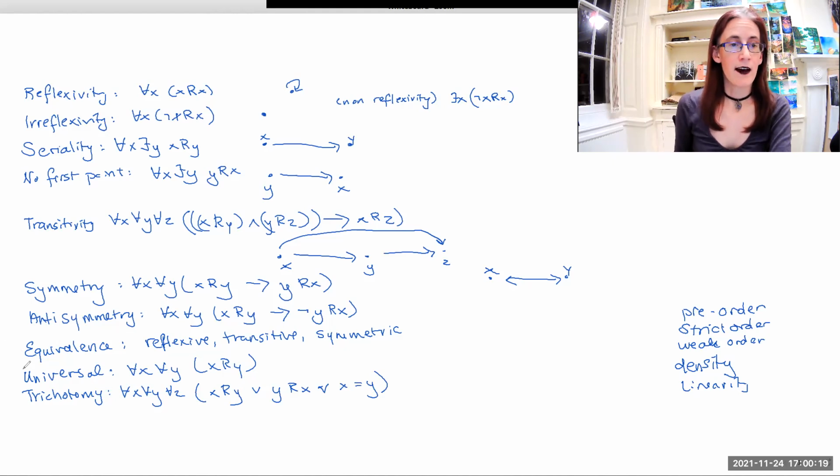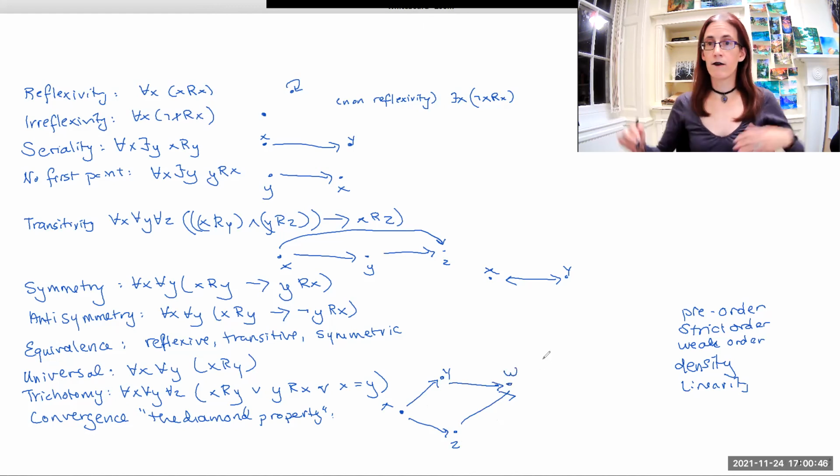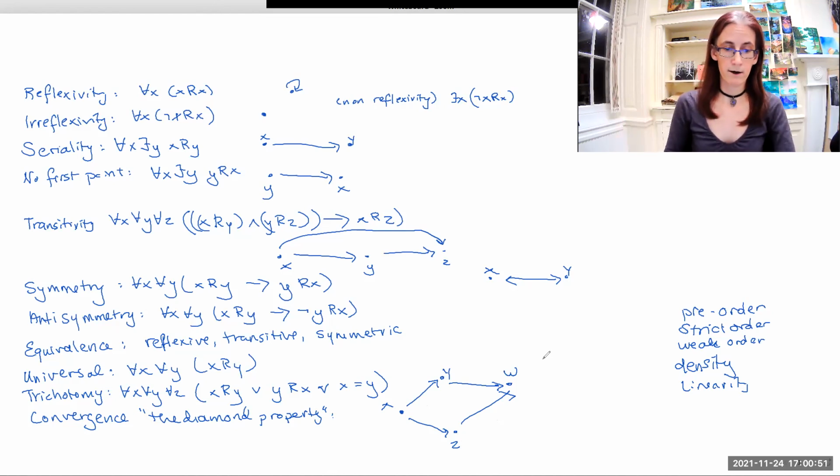And then we have convergence, which is also known as the diamond property, because as you can expect, we get a lovely diamond out of it. So convergence says, and here I'm just going to draw the diagram. If you have an X that sees a Y and an X that sees a Z, then we know that there's always going to be some world ahead of them where they converge. So every time that your path branches, it'll always come back together.